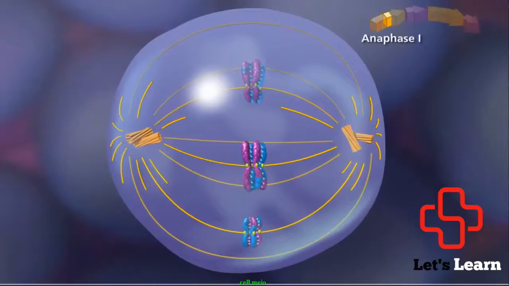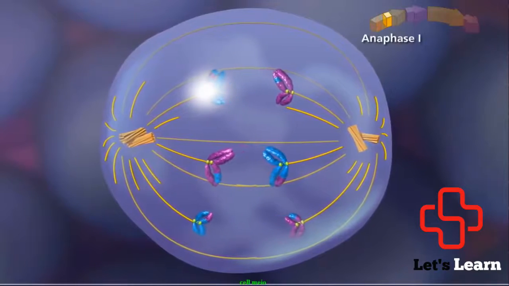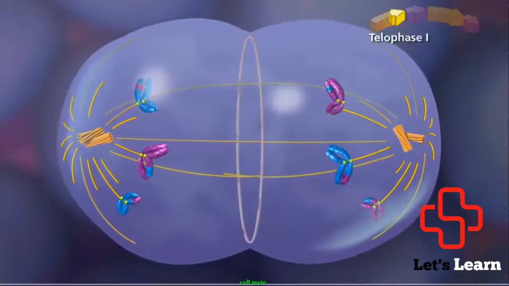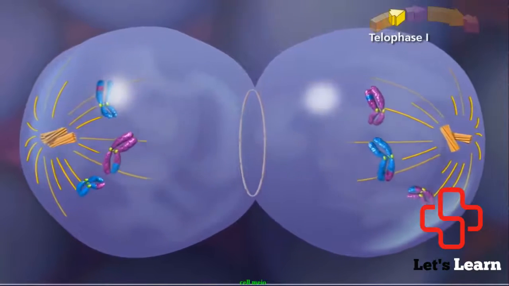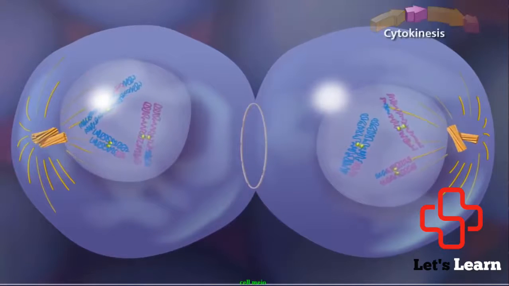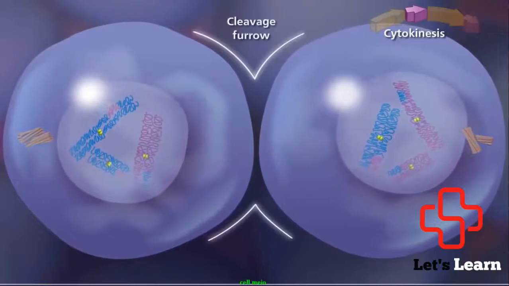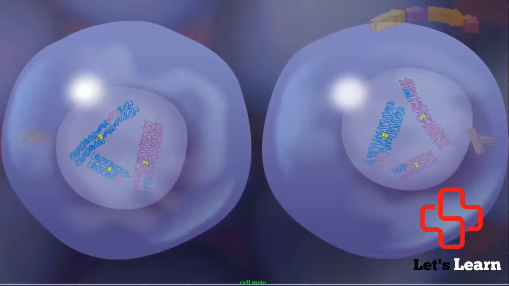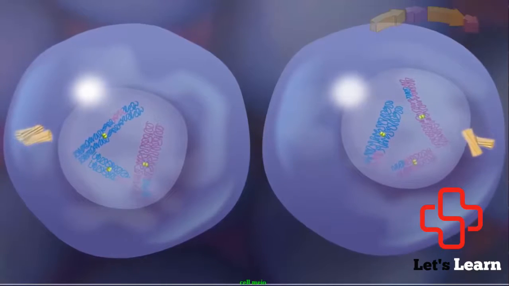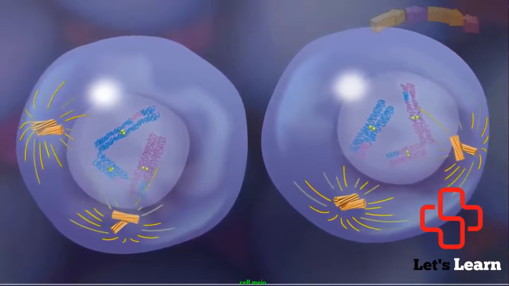In anaphase I, the homologous chromosomes separate and move toward opposite poles. Meiosis I ends with telophase I, when the chromosomes decondense and the nuclear envelope reforms. Cytokinesis separates the cytoplasmic material, and the 2 daughter cells are separated by a cleavage furrow. Since the final product of meiosis I is 2 haploid cells, meiosis II begins without the chromosomes going through another round of DNA replication. Centrioles again duplicate and begin moving to opposite poles of each cell.